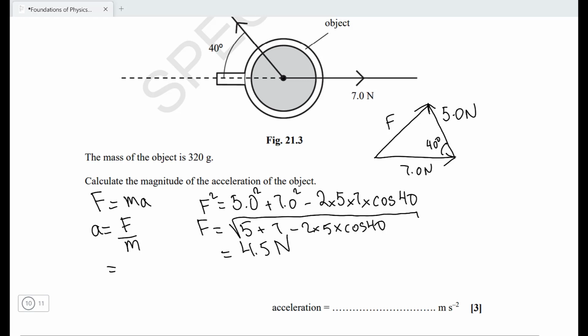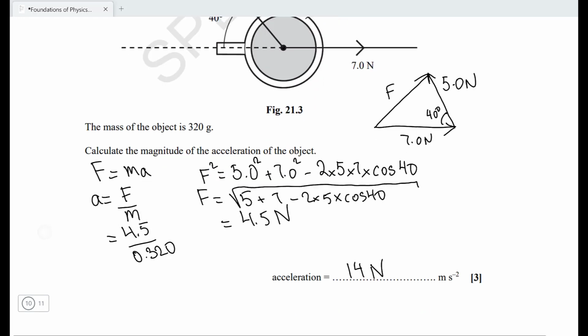Okay, the acceleration then will be equal to 4.5 divided by the mass, which is 320 grams, so that's 0.320 kilograms, which if we put that into a calculator, we're going to get about 14 meters per second squared.